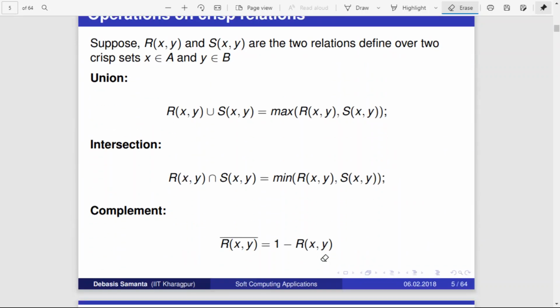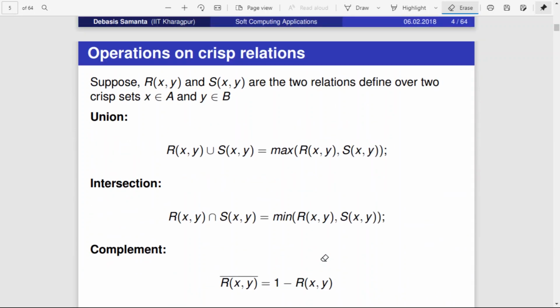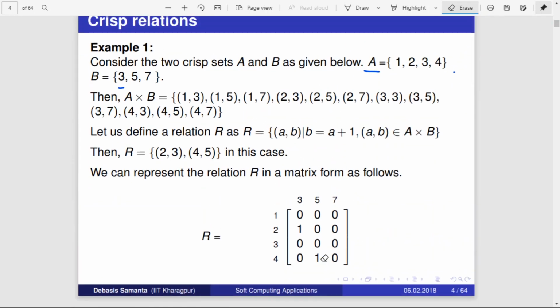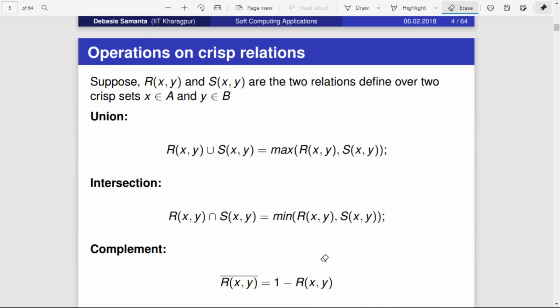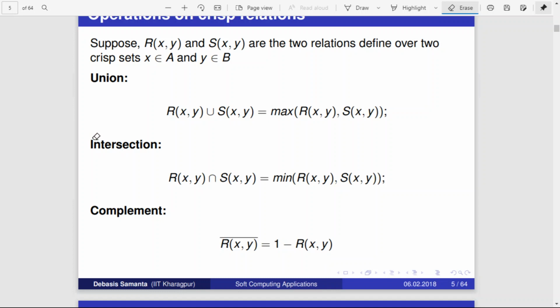Right. Now let us discuss some operations on relations. So we have now defined a relation. What is a relation? A relation can be represented as a matrix. Now let us discuss some operations on relations. So we will be discussing these three operations initially: union, intersection, and complement. So let us assume you have two relations. Relation R depends on the sets X and Y.